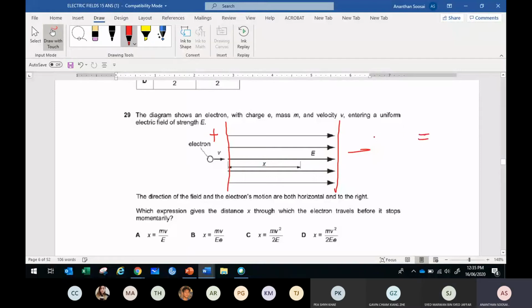That means what equals to what? The loss in kinetic energy is equal to the work done by the field. The field does work to slow down the electron. So based on this, you have to calculate your distance.